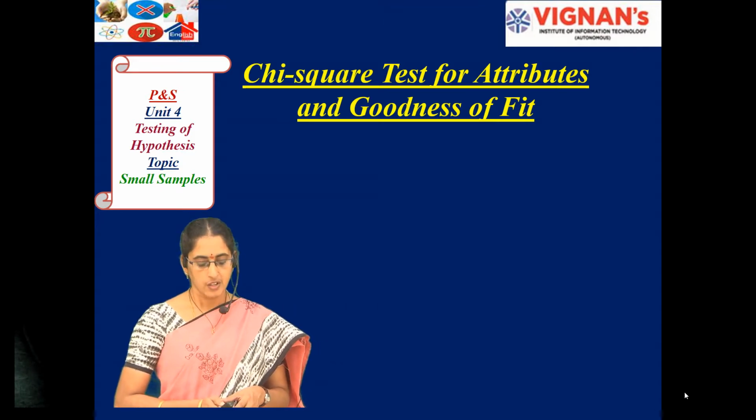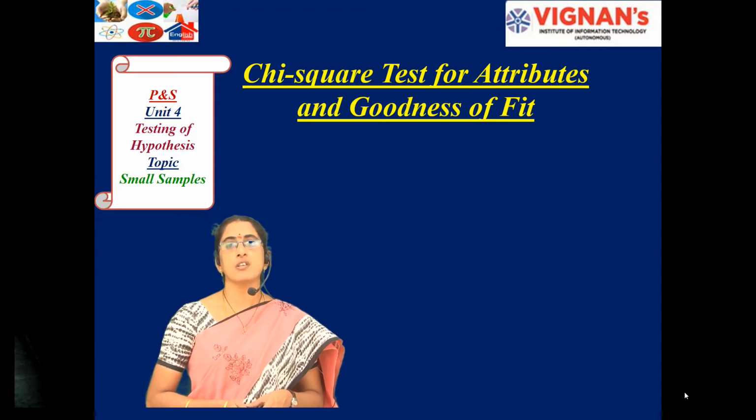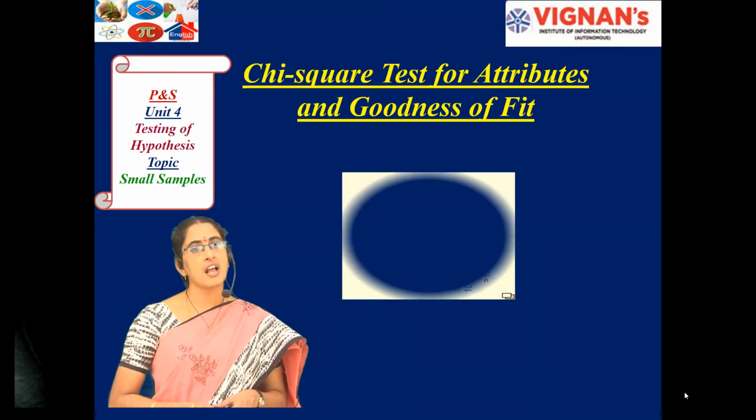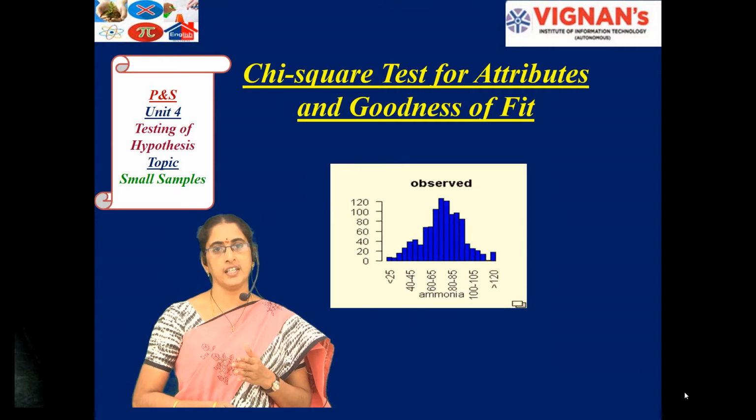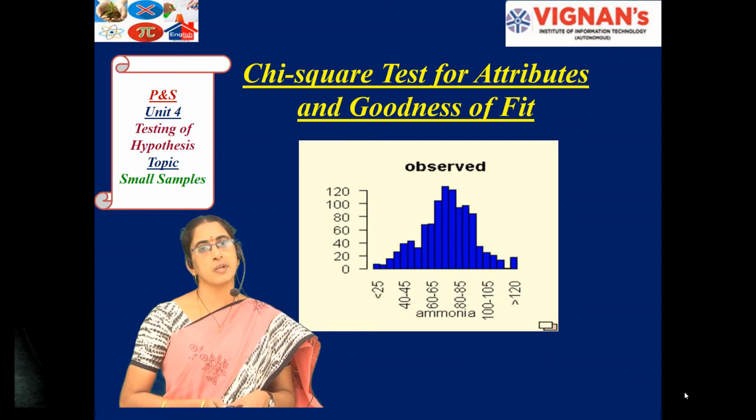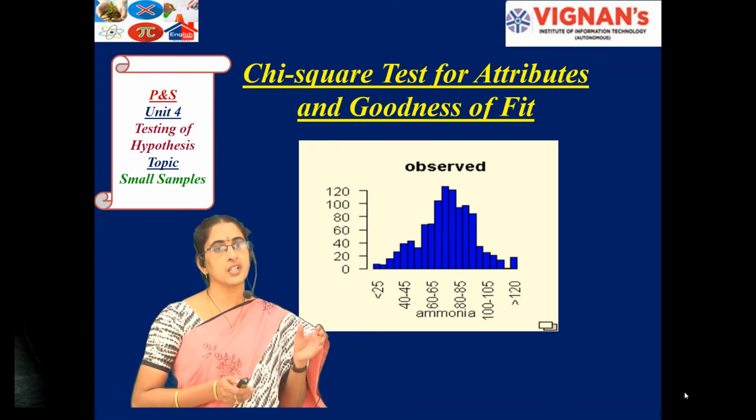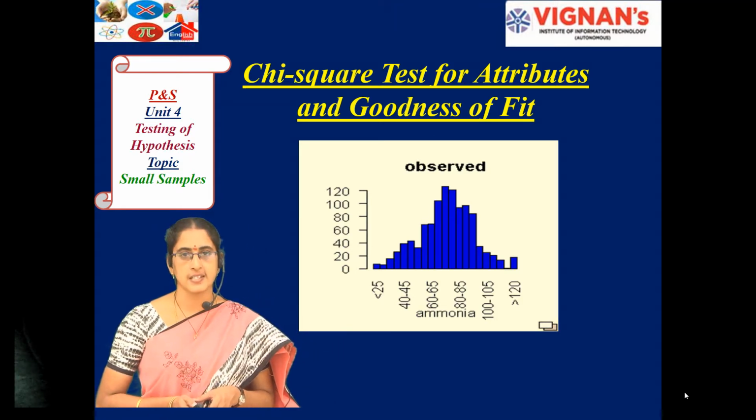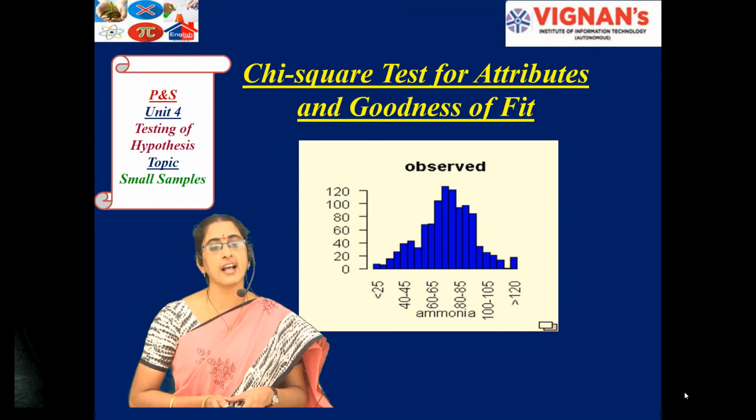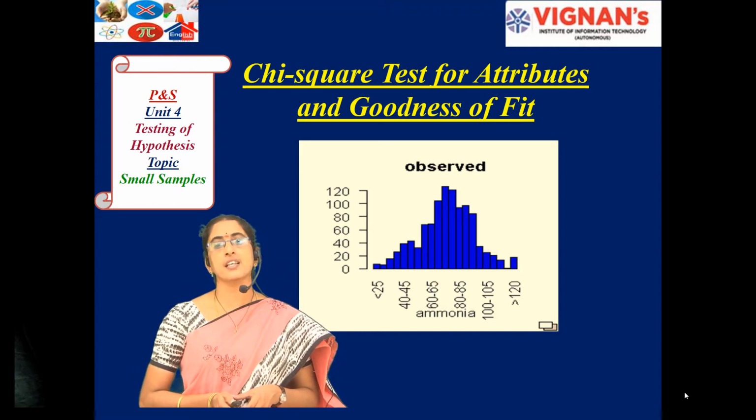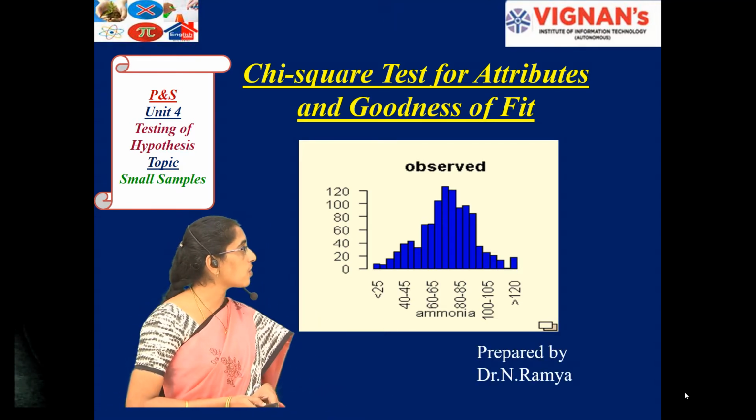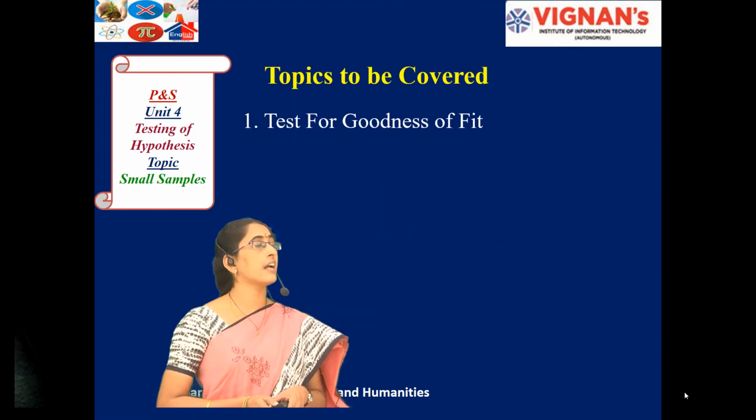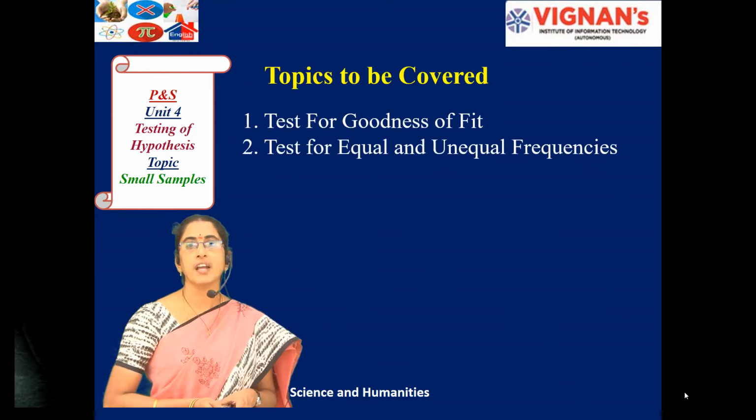This chi-square test is also partially based on the normal distribution, which carries values from 0 to infinity. It is basically carried out to test the difference between the observed and expected frequencies. In this class today, we are going to discuss the chi-square test for goodness of fit, the chi-square test with equal and unequal frequencies, and the chi-square test for independence of attributes.